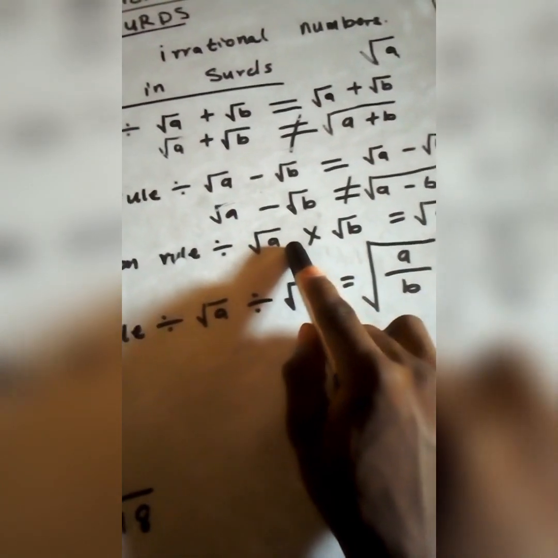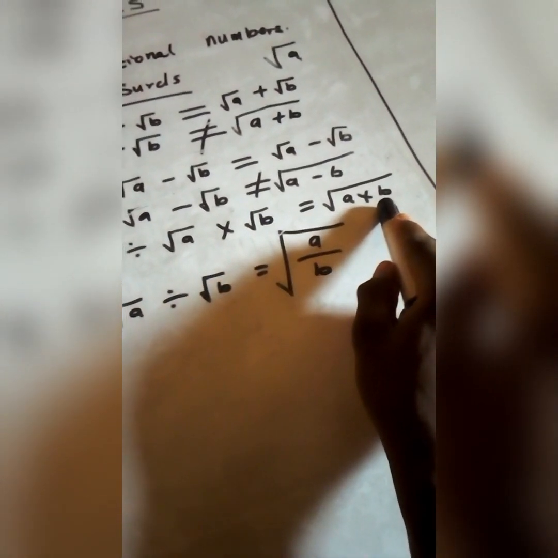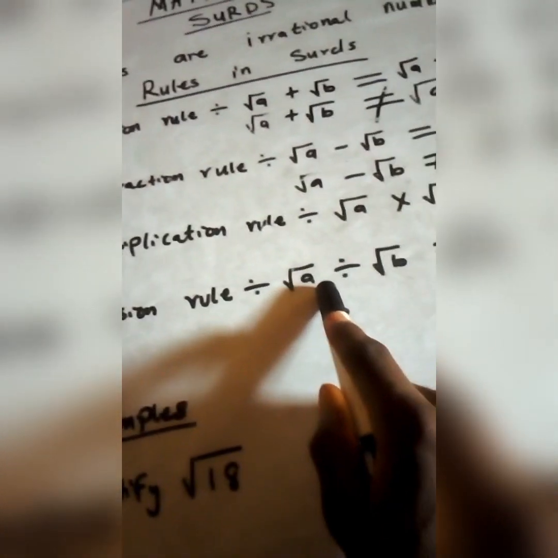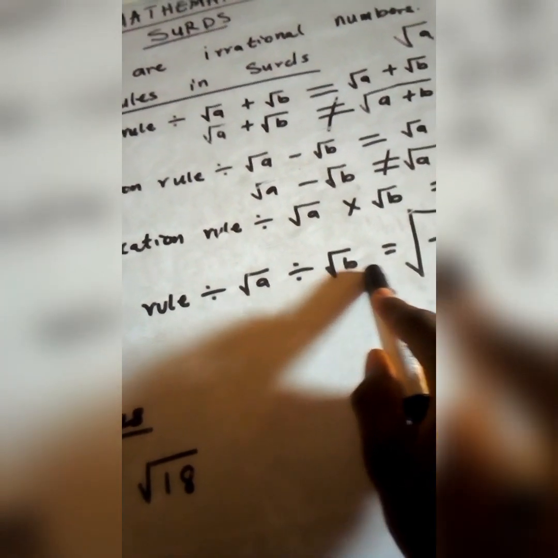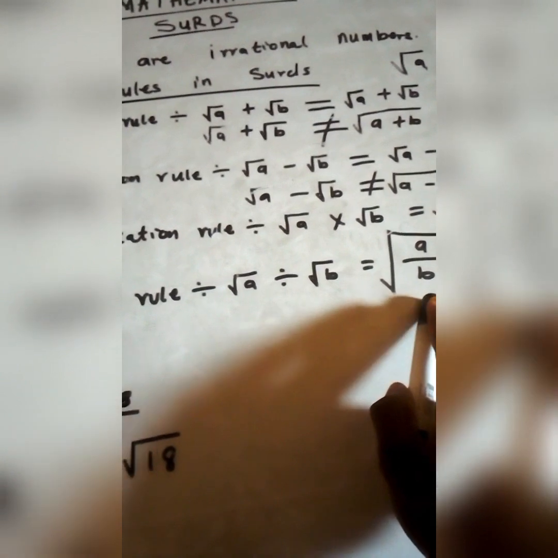Then we move to number three, the multiplication rule. It says that root of a multiplied by root of b is equal to root of a times b. Then the division rule, which is the fourth one, says that root of a divided by root of b is equal to root of a over b. Now we are going to be using these rules to solve.